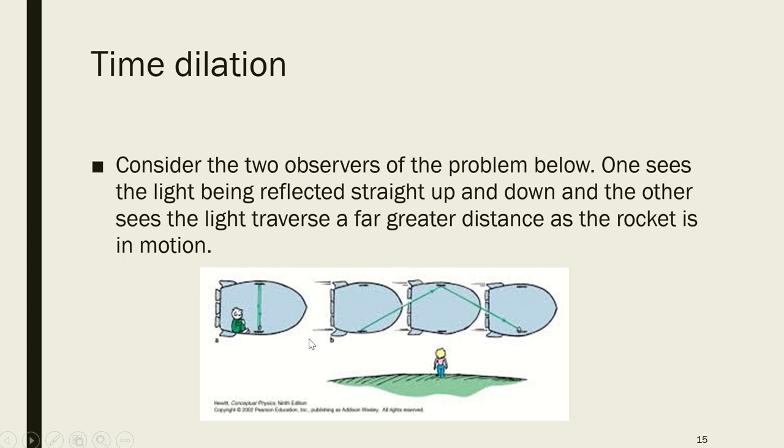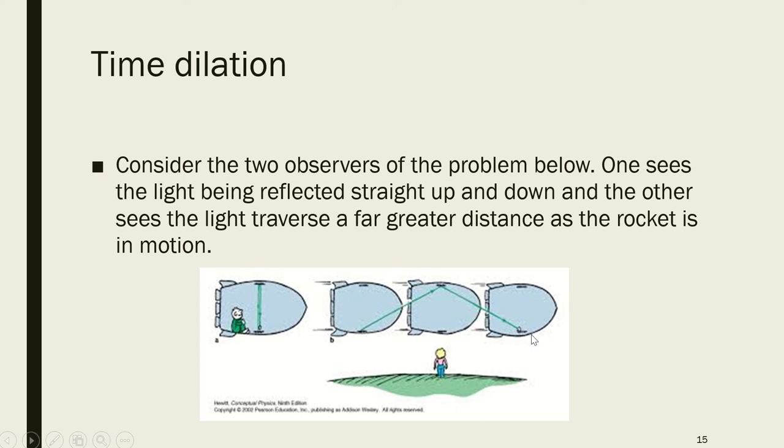Now, consider the problem below. On this first image, A, we have a person observing a light beam going upwards. They're seeing it being reflected straight up and straight down. But someone observing this same spaceship sees the light travel a far greater distance, because relative to them, the light is bouncing up and then going across. The light is traveling a much larger distance.